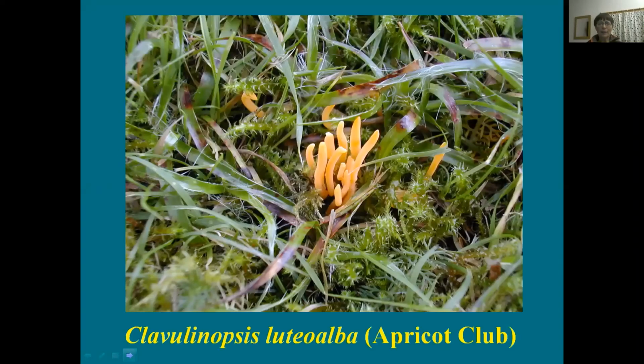Hurrah, a pretty picture. This is the apricot club. I've put the scientific name there as well. I certainly don't expect people to remember them. It's a lot of English names for you if you're not familiar with them. But somehow when you start, the English names perhaps are more accessible. But for those of you that know, that's the genus name and that's the species name. So Clavulinopsis luteoalba.